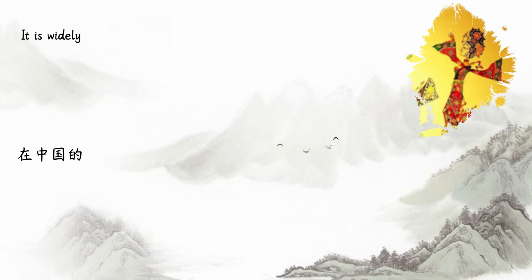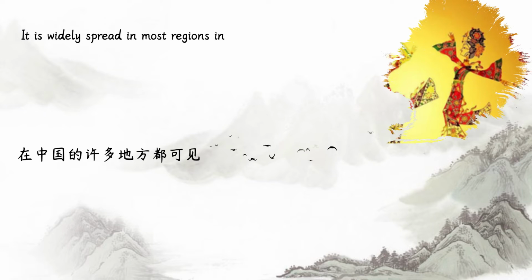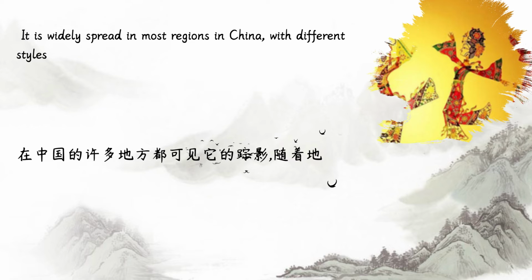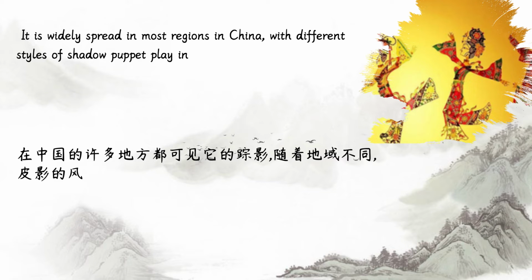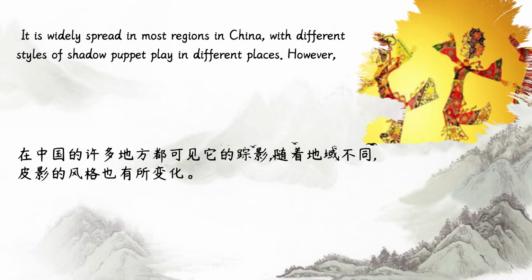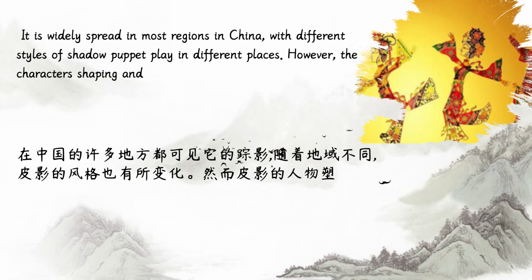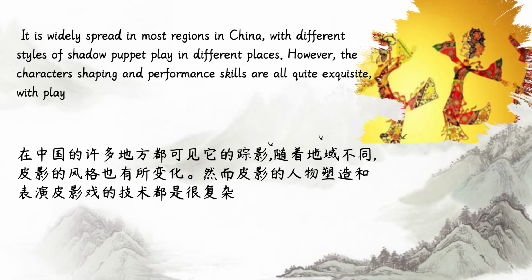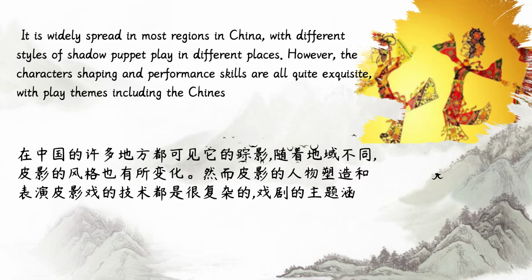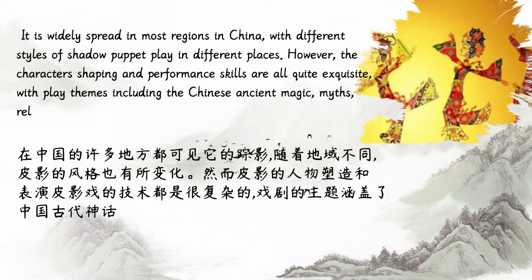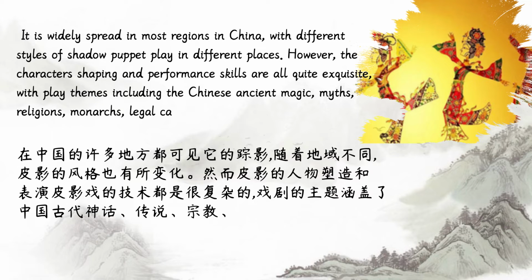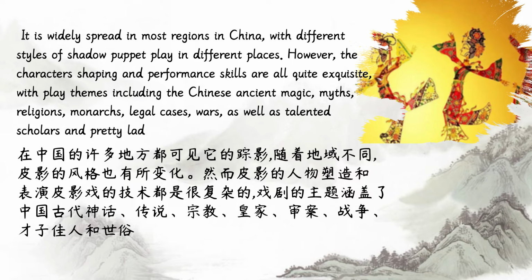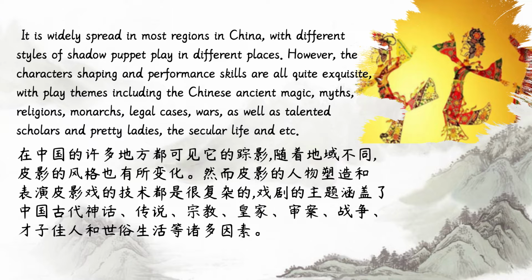It is widely spread in most regions in China, with different styles of shadow puppet play in different places. However, the characters' shaping and performance skills are all quite exquisite, with play themes including the Chinese ancient magic, myths, religions, monarchs, legal cases, wars, as well as talented scholars and pretty ladies, the secular life, and etc.